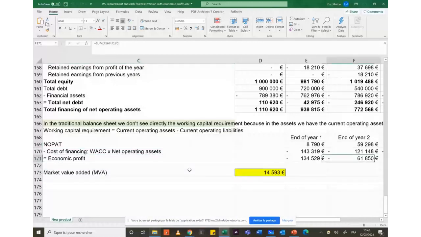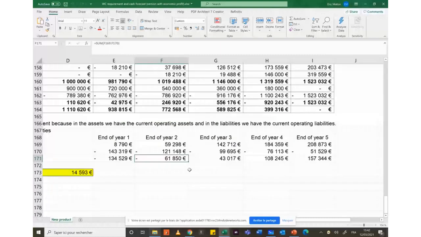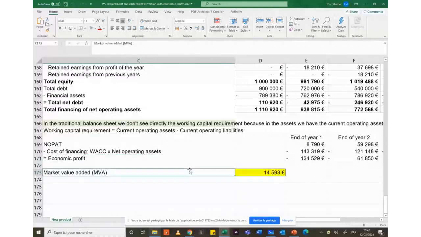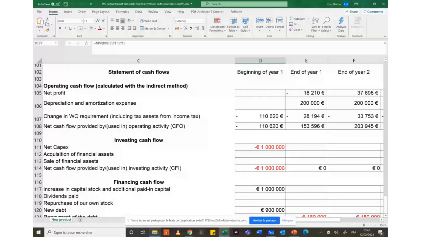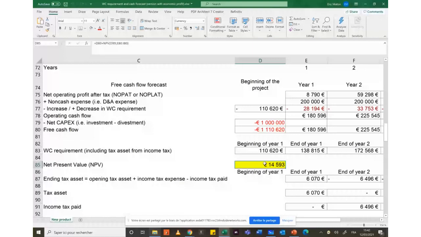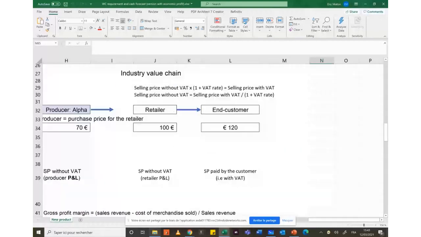You can say we destroy some value the first 2 years, and we create value for the shareholders in the year 3, 4, and 5. Thanks to the economic profits created during the year 3, 4, and 5, we compensate what we destroy during the first 2 years, and we take into account the time value. And you can see the value you have here, 14,593, is equivalent to what you have with the NPV calculation. And that's it. I created nothing more in this Excel file.